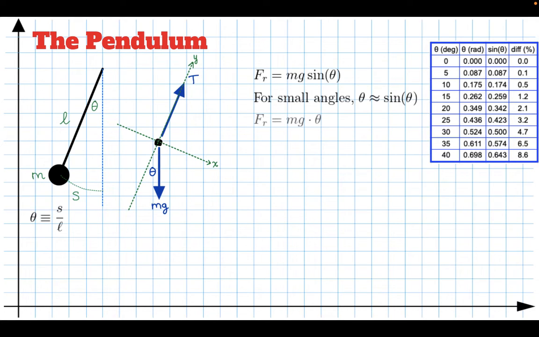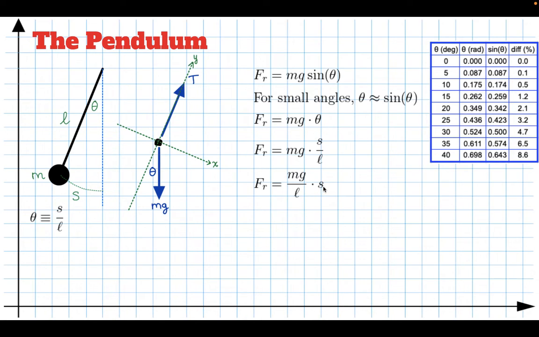So if we use that, this restoring force becomes mg times, instead of sine theta, we can just put theta. So mg theta is the restoring force. That's the component of the force acting in the direction towards restoring the pendulum back to equilibrium. Now remember, theta is the arc length divided by L. So I can put S over L in here for theta, and then I can regroup. I can write mg over L times S.